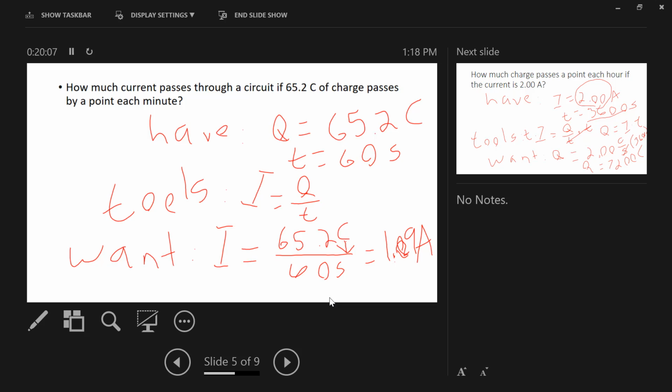Okay, so this wire is carrying a current of 1.09 amps. Which means there are a whole bunch of electrons passing that point every second. Right? If you don't believe that, we'll do a problem in a minute, and you'll see that. Are there any questions about this one?